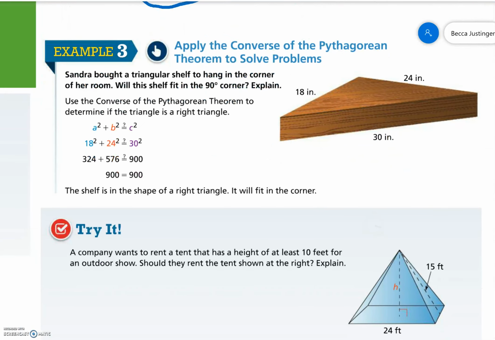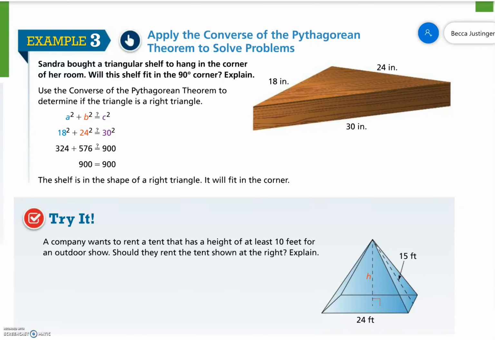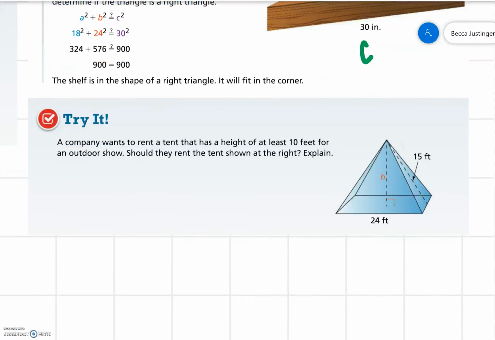Example 3. Apply the converse of the Pythagorean theorem to solve problems. Sandra bought a triangle shelf to hang in the corner of her room. Will the shelf fit in the 90-degree corner? In order for it to fit in a 90-degree corner, it has to be a right triangle. So we plug in our A, our B, and 30 has to be C because it's longest. We get 900 equals 900. So since the Pythagorean theorem works, it is in the shape of a right triangle and it will fit the corner.